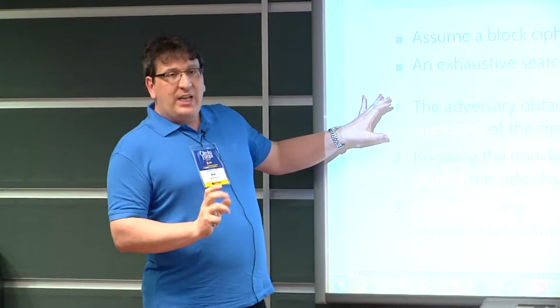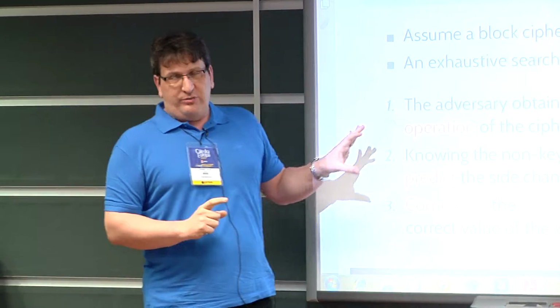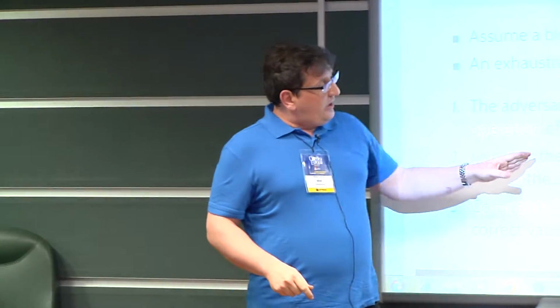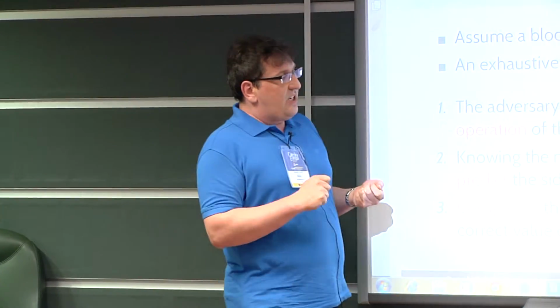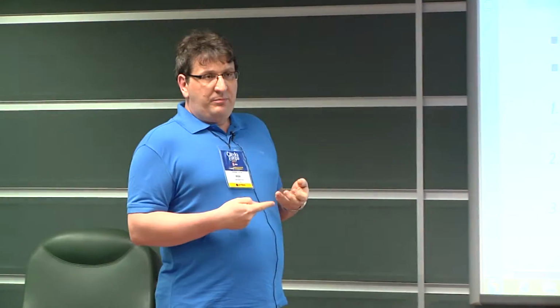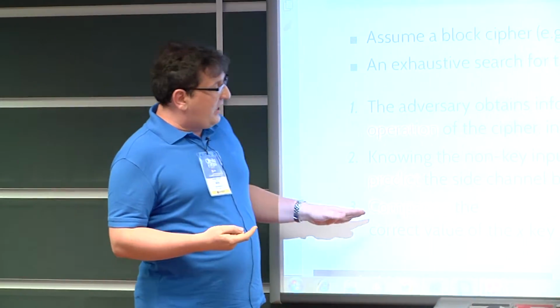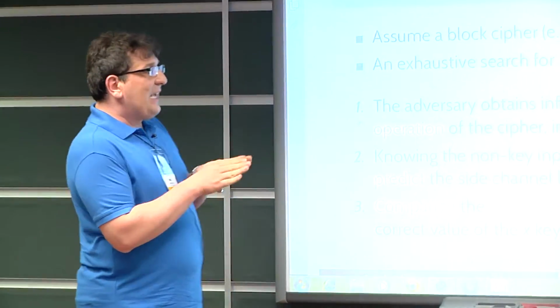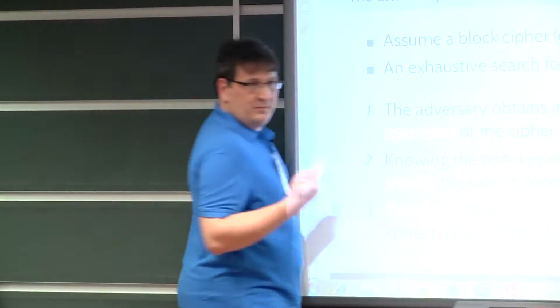So the adversary can select to attack a single intermediate operation of the cipher. Knowing the non-key inputs of the operation, the adversary can predict the side channel behavior for all the values of the X key bits. And as a third step, this adversary can compare the predictions against the measured behavior. So the correct value of the X key bits can be found by looking at the best match.